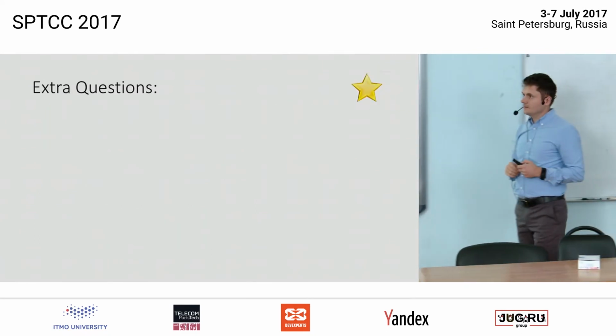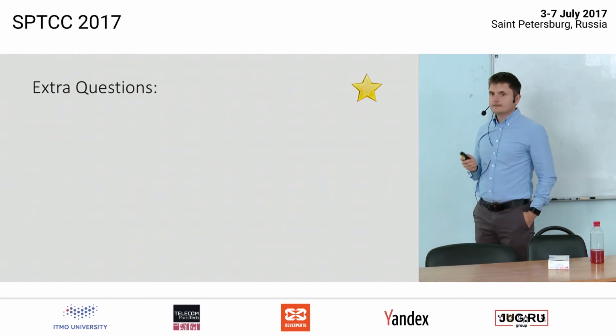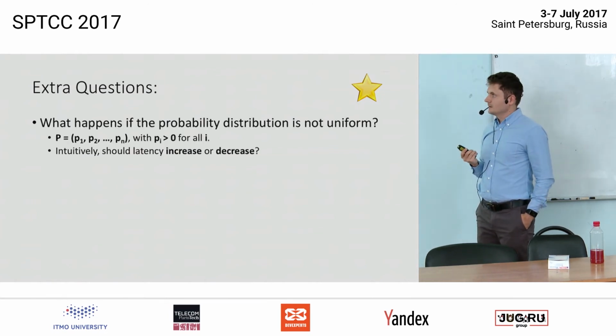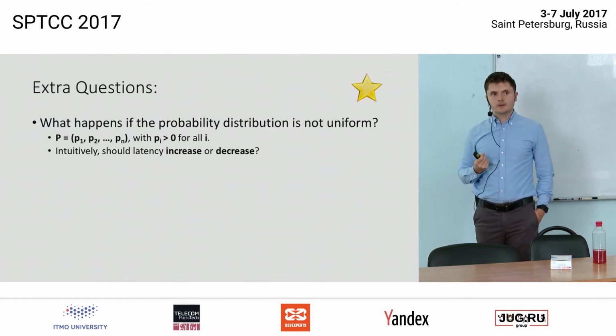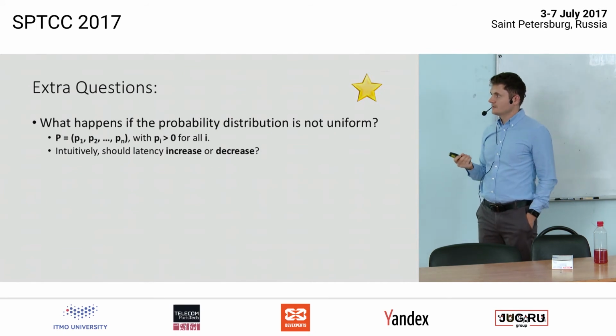So here are a couple of extra questions to think about. One thing is, what happens if the probability distribution is not uniform? Imagine that I have some bias towards one of the threads. One thread gets scheduled with probability, I don't know, half, and all of the other threads share the other half of the probability. So the question is, what happens in that case?